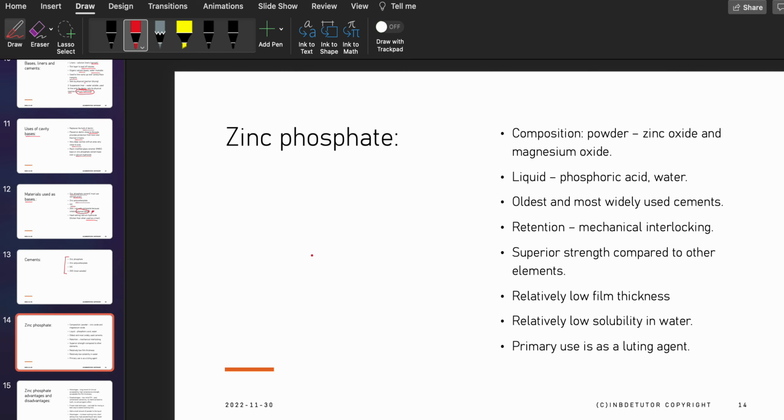Now, the number one cement that we will be discussing is zinc phosphate. Composition: the powder is zinc oxide and magnesium oxide. Liquid is phosphoric acid and water. It is the oldest and the most widely used cement. Retention is by mechanical interlocking. It doesn't have a chemical adhesion, so it is mechanical interlocking. It has a superior strength compared to other cements, meaning when it is compared to zinc polycarboxylate or GIC. It is applied in a relatively low film thickness. It has a relatively low solubility in water. Primary use is as a luting agent.